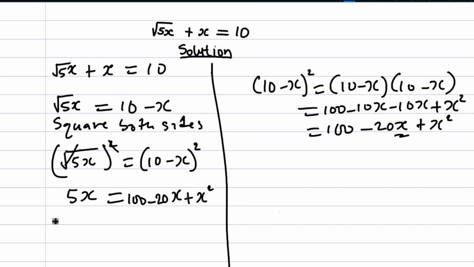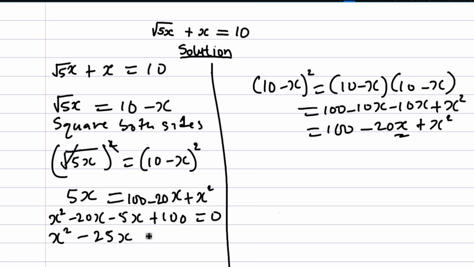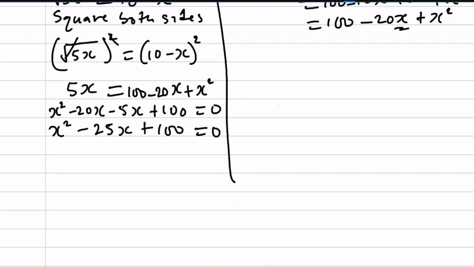So now let me bring this one over to this side and then equate it to zero. So first of all, I have x squared minus 20x. Now if this one is crossed, it's going to be another minus 5x, then plus 100 is already here, is equal to zero. So what do we have? We now have that x squared minus 25x plus 100 is equal to zero.